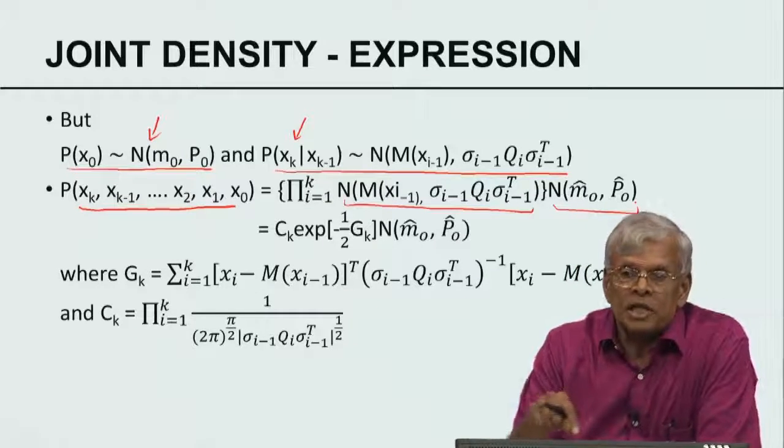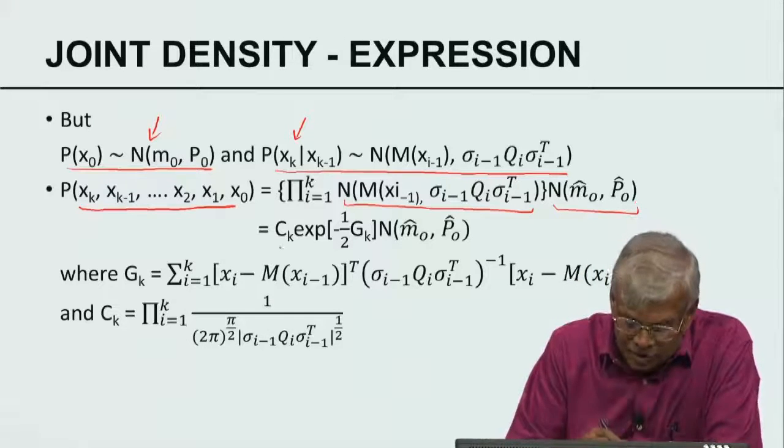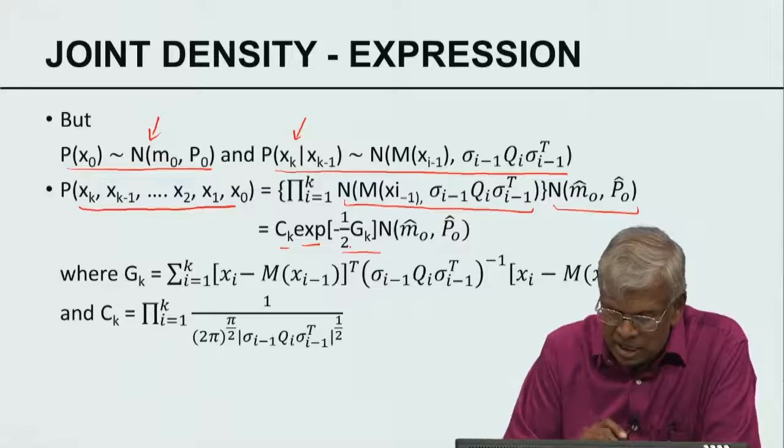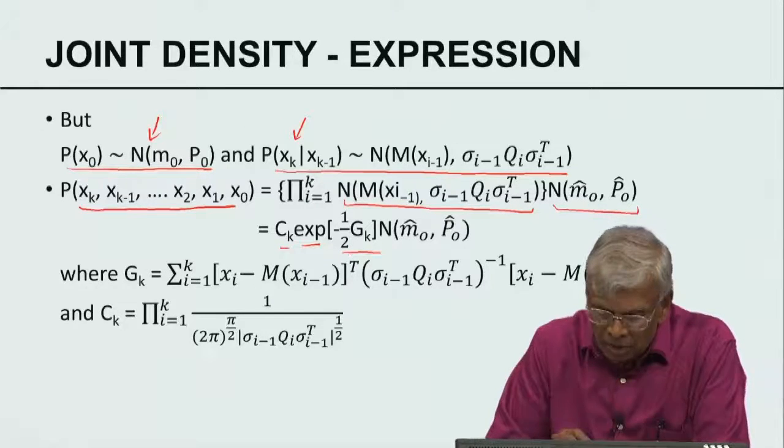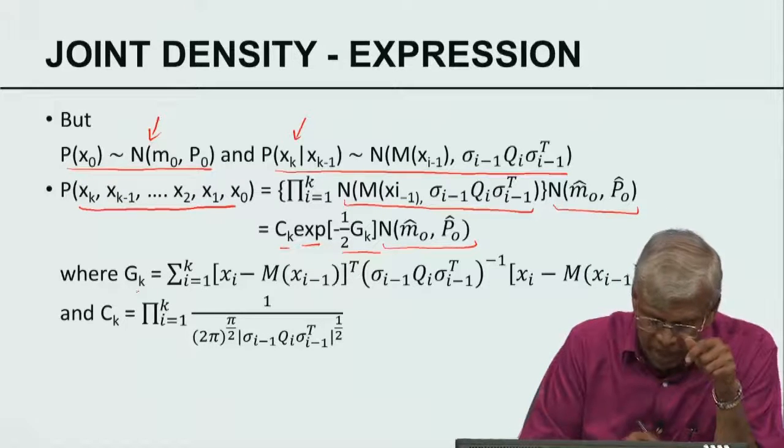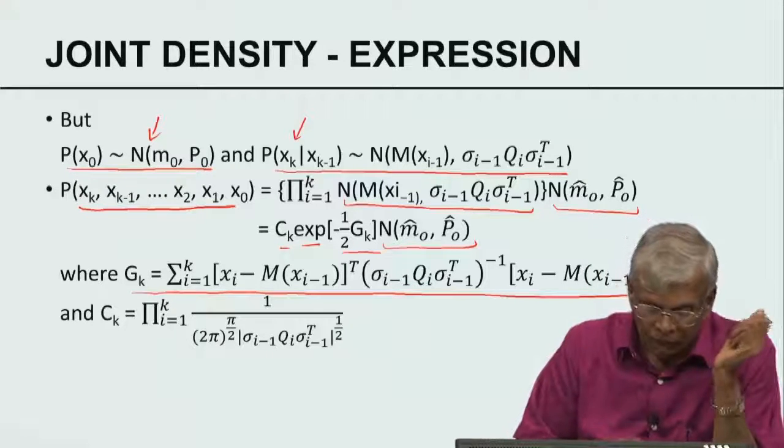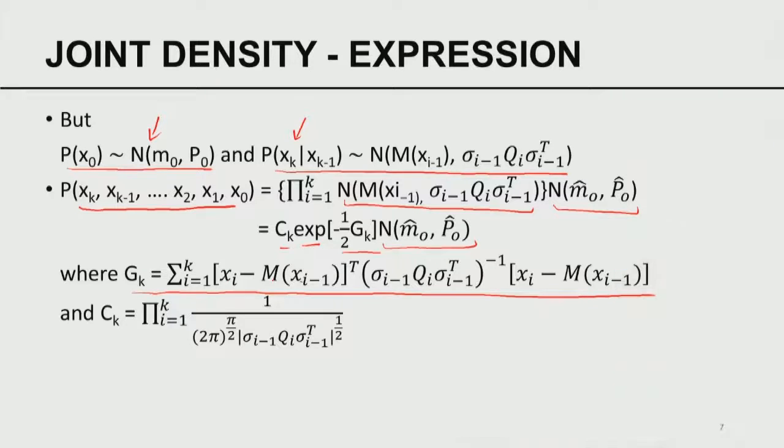If I substitute the expressions for each of these normal densities and simplify, I get a constant times exponential of minus 1 half of g k, where g k has an expression which is the sum of x i minus m of x i minus 1, transpose, times the inverse of the covariance matrix of the one step transition, times x i minus m of x i minus 1. So that is a quadratic form. This is much more than quadratic, because m in general is a nonlinear function. This will become an actual quadratic form only when the model is linear.